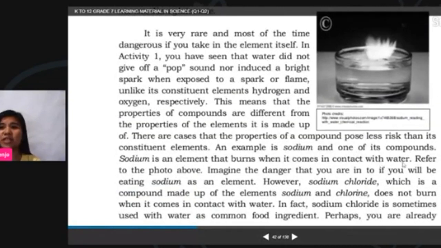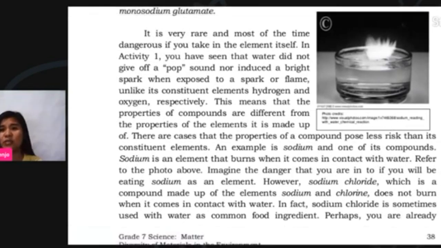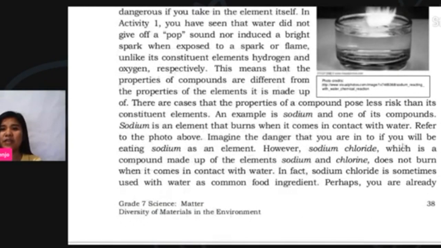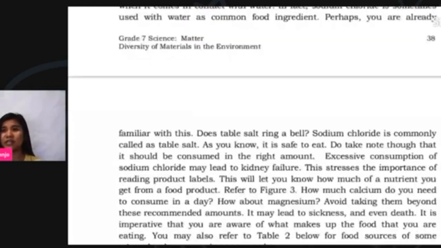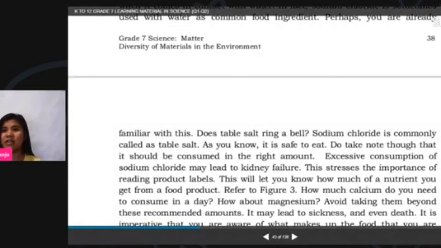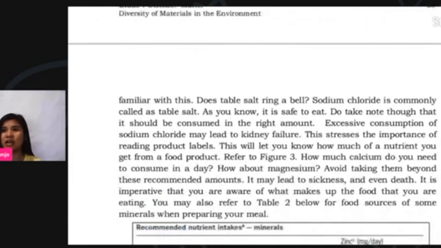Sodium is an element that burns when it comes in contact with water. Refer to the photo above. This photo is about sodium. Imagine the danger that you are in if you will be eating sodium as an element. However, sodium chloride, which is a compound made up of the elements sodium and chlorine, doesn't burn when it comes in contact with water. In fact, sodium chloride is sometimes used with water as a common food ingredient. Perhaps you are already familiar with this. That's the table salt. Yes, sodium chloride is commonly called table salt.